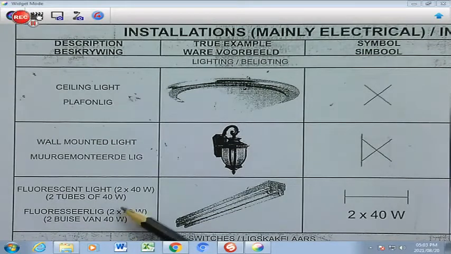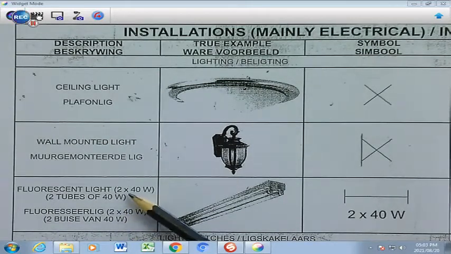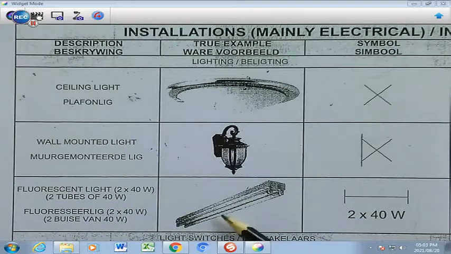Then we have our fluorescent light, which has two bulbs of 40 watt in it, or two tubes of 40 watt, and that's very important to note how many bulbs there are. This is normally situated in kitchen areas where there's maximum light needed, or in bigger buildings like classrooms and hallways, and that is the symbol for a fluorescent light. Two lines connected by a single line in the center, but the description of 2 times 40 watt must be added below.